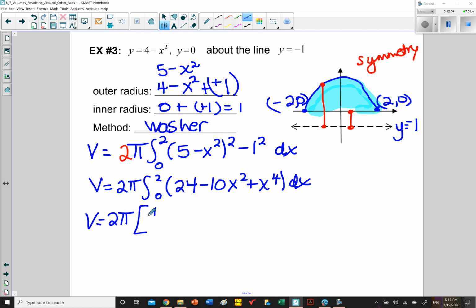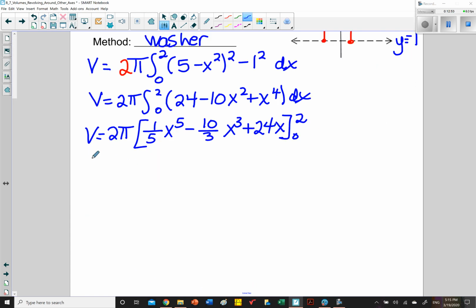Now we can integrate with 1/5 x to the 5th, 10/3 x cubed, 24x, and we're substituting our values from 0 to 2. 2 to the 5th, that's 32 over 5. 2 cubed, that's 8, times 10 is 80/3. And 24 times 2, that's 48. So we need a common denominator of 15.